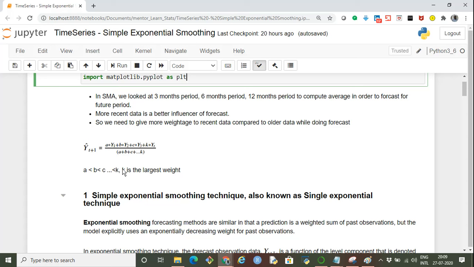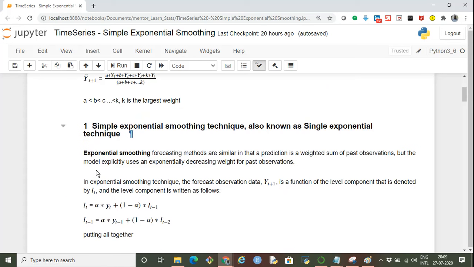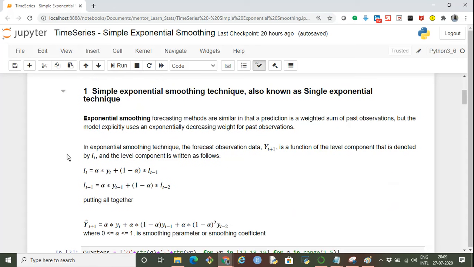So the idea is that if you want to forecast for the time period t plus 1, then you have to give higher weightage to the values which are nearby to the time period t plus 1. The nearest one is obviously the value at time period t, then the value at time period t minus 1, then t minus 2, and so on. So we give higher weightage to the very nearby values and low weightage to the older values. That's the overall idea behind simple exponential smoothing. This technique is also known as the single exponential technique.